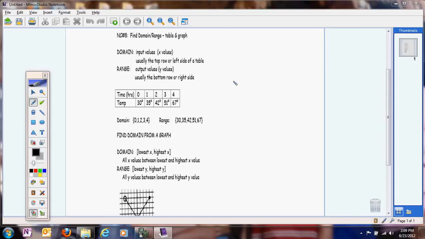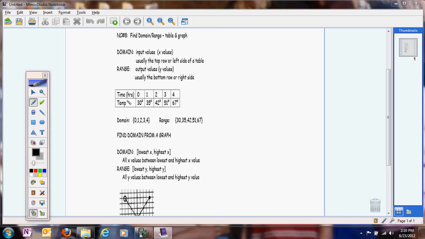Note card 8, find domain and range from a table and a graph. Remember that your domain is the input values or X values, usually the top row or the left side row of a table. So here we have the top row, that's going to be our domain.